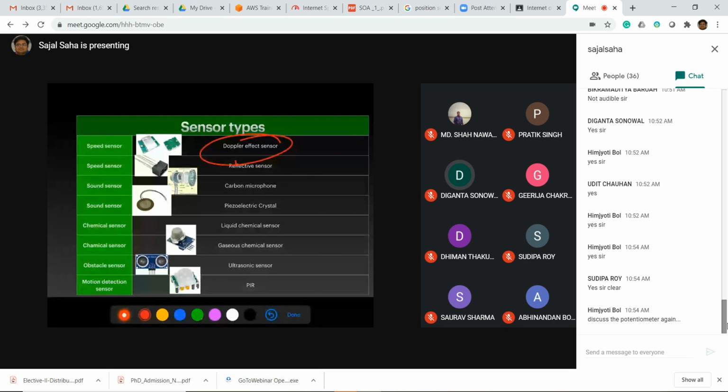It is not only used for trains, it is also used in radar to determine which objects are coming inside the radar and going outside the radar based on the change in the sound wave. Through the Doppler effect sensor, we can detect it. Another kind of sensor is the reflective sensor.